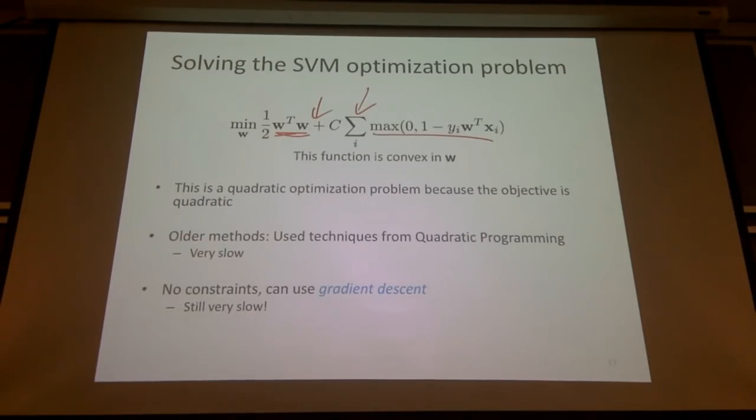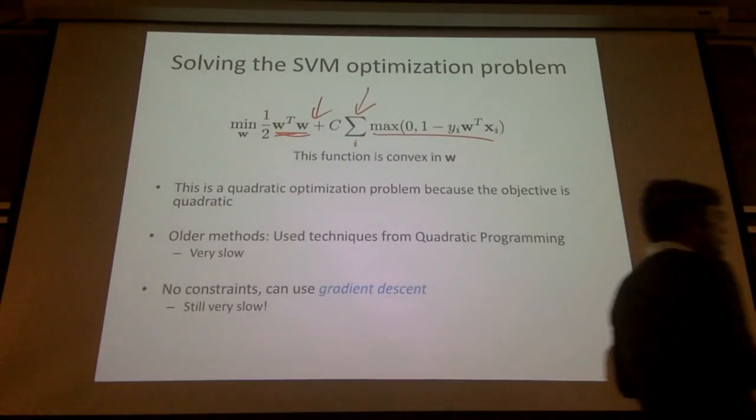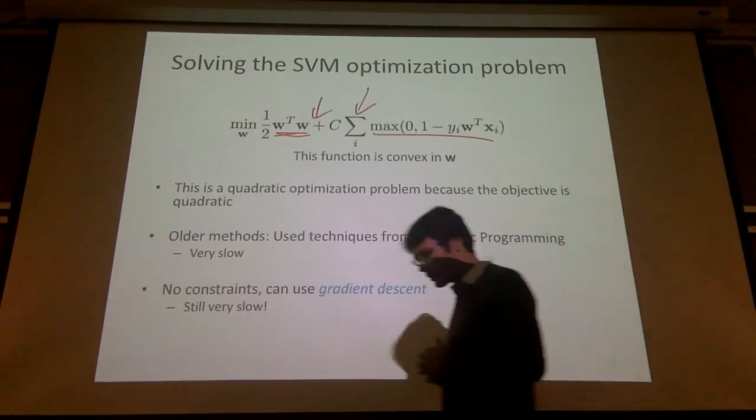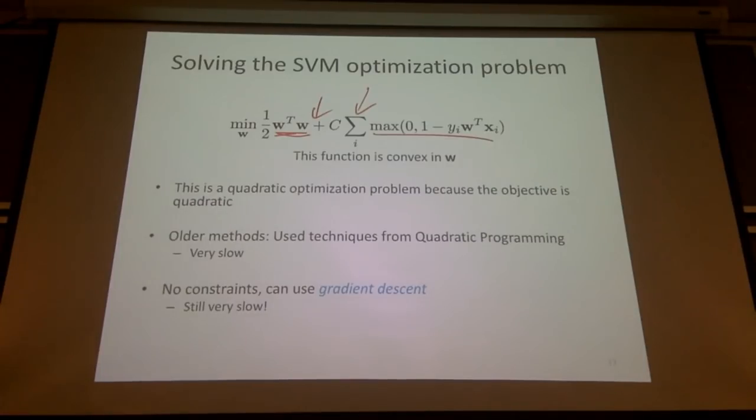Quadratic optimization problems are especially well studied inside the optimization literature, and there are techniques, all together called quadratic programming, that have been used for at least 50 years for solving these kinds of optimization problems. Once the SVM objective came into existence, it was fantastic, because we have a quadratic optimization problem, and a whole community of people who solve such problems. Give it to them and let them create a learning algorithm for us.